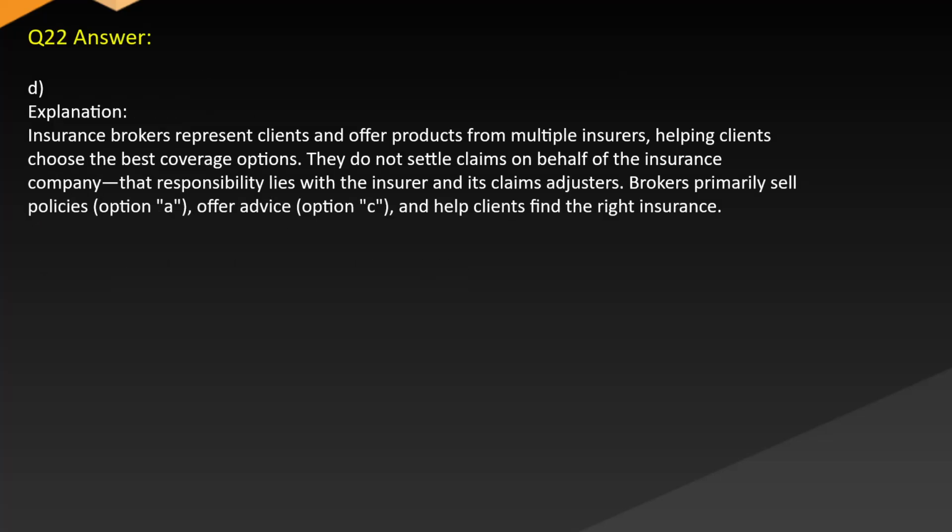Answer: D. Explanation. Insurance brokers represent clients and offer products from multiple insurers, helping clients choose the best coverage options. They do not settle claims on behalf of the insurance company. That responsibility lies with the insurer and its claims adjusters. Brokers primarily sell policies, option A, offer advice, option C, and help clients find the right insurance.